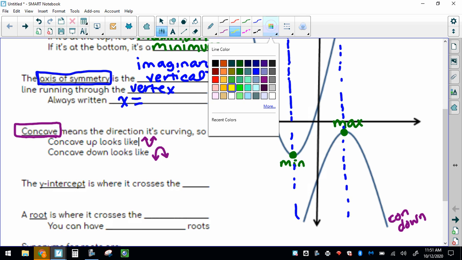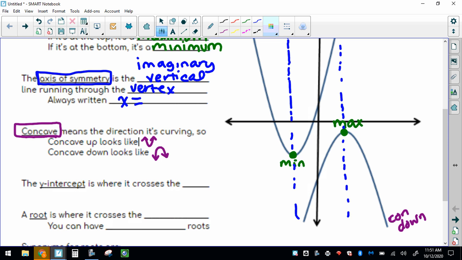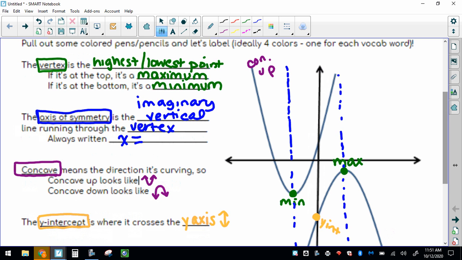All right. Oh, yellow is impossible to see, so let's choose orange. The y-intercept is where it crosses, surprise, surprise, the y-axis. The y-axis is the vertical one. So here is the y-intercept for this guy. And over here, here is the y-intercept, right? The place where it crosses the y-axis.